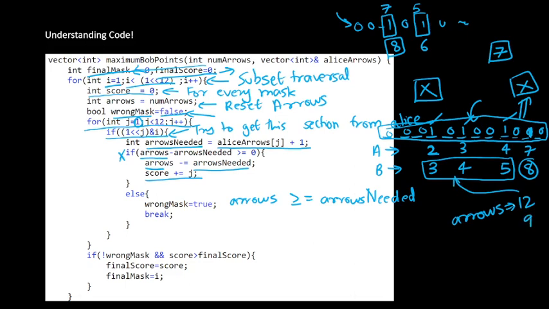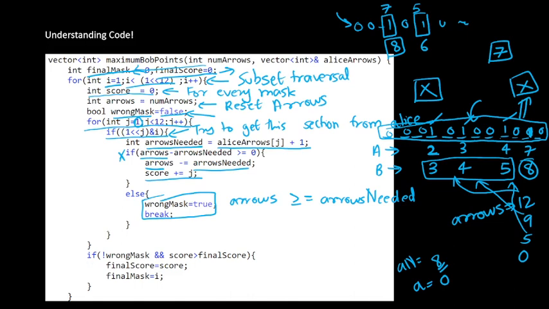12 minus 3, 9. 9 minus 4, 5. 5 minus 5, 0. Now the turn is, I need 8 arrows. Arrows needed is 8. And the number of arrows I have is 0. So you will directly go into this condition. Wrong mask will be true, and you'll simply break because there's no point in iterating more, right? You'll go to the next mask. You will try considering the next mask.